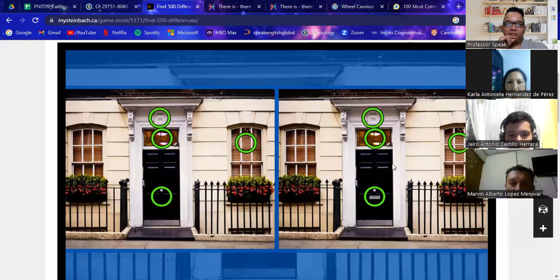How do you say baranda? Fence. In this case, fence. All right. What's the difference in the fence? Yeah, like arrow. All right. Excellent. This one, right? Yeah.